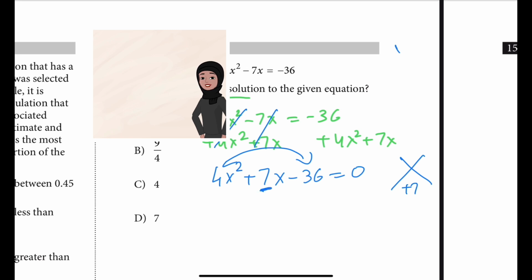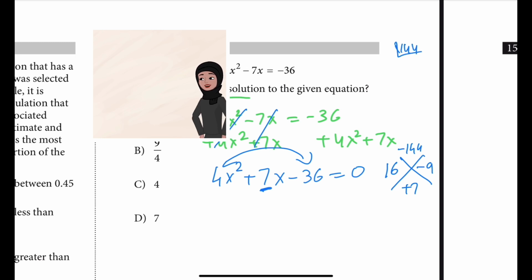So in quadratics we need to take the middle number and the product of a and c. The product of a and c in this case is 4 times minus 36, which is minus 144. We need to look for two numbers whose sum is 7 and product is negative 144. So those two numbers will be plus 16 and negative 9, because if you add 16 with negative 9 you will get a plus 7, and if you multiply 16 with negative 9 you will get a minus 144.